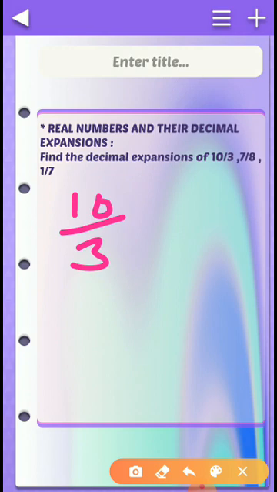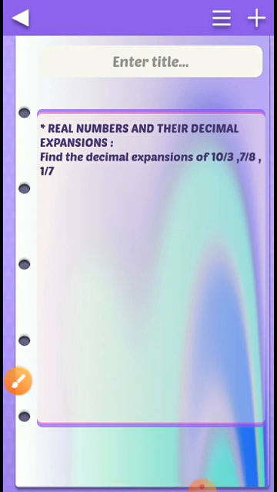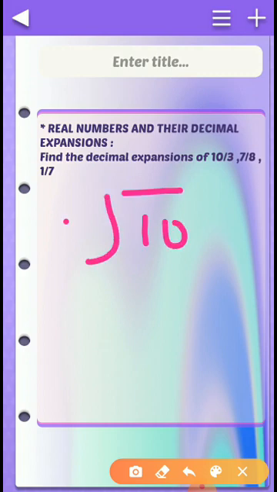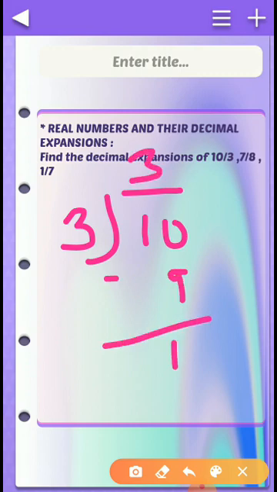We use the usual long division method, dividing 10 by 3. I am writing 10 divided by 3. 3 3s are 9, remainder is 1. 1 is less than 3 and no number is left, so I have to write the decimal point and a 0.